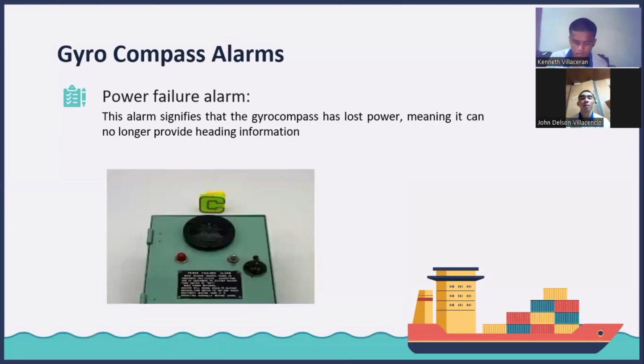Power failure alarm. This alarm signifies that the gyro compass has lost power, meaning it can no longer provide reading information.